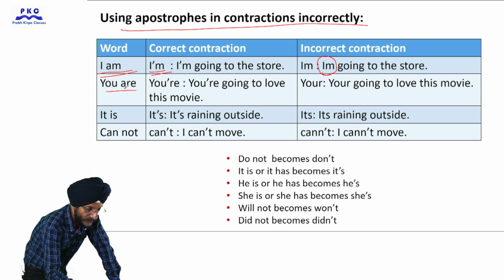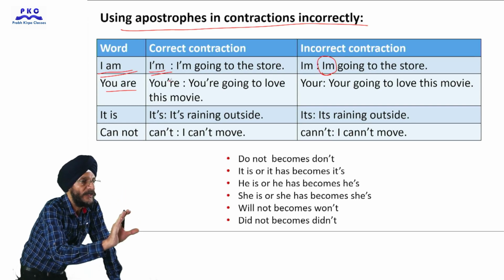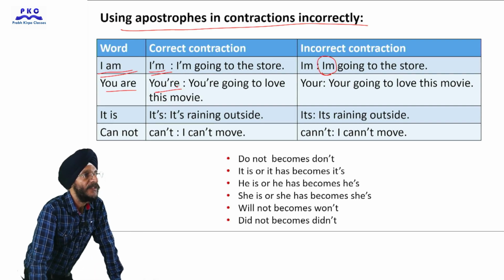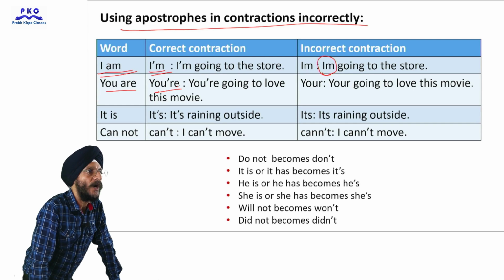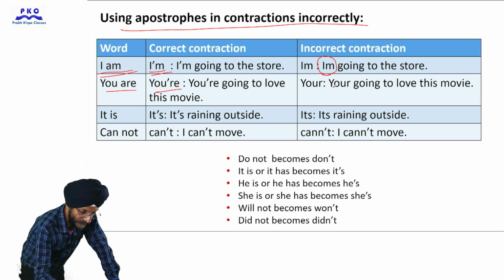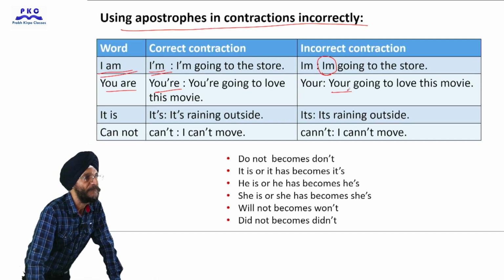You are. Here we will remove the a, no space will be left, and add apostrophe re. It becomes the contraction of you are. You're going to this movie. If we simply write your, it is the wrong contraction of you are.